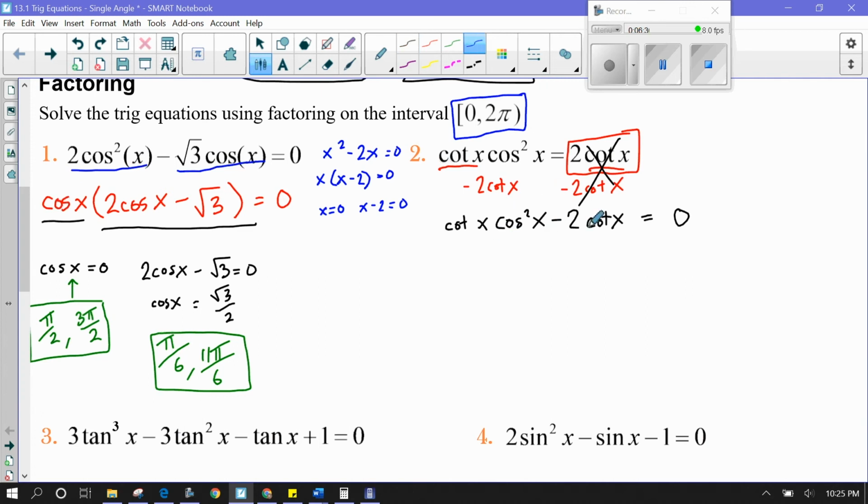Alright, so from these two terms I can factor out the GCF of cotangent. So I get cosine squared x minus 2. Then I will use the zero product property, set cotangent x equal to 0, and cosine squared x minus 2 is equal to 0 as well.